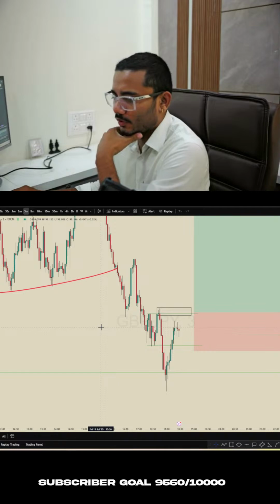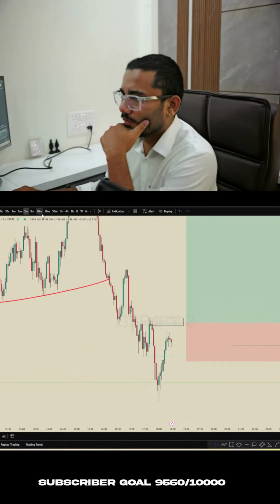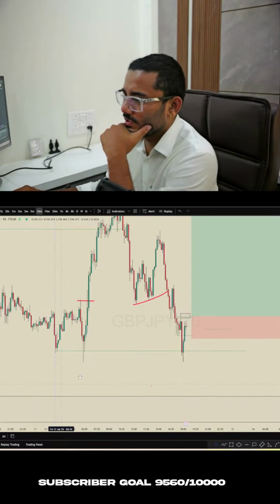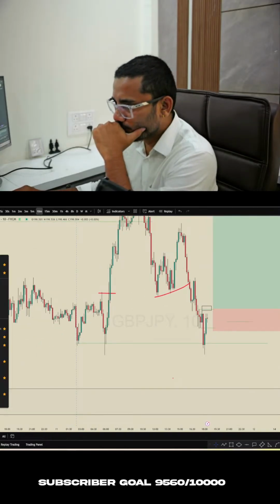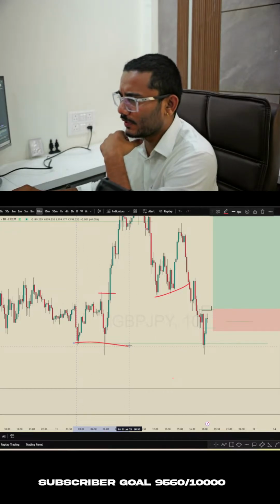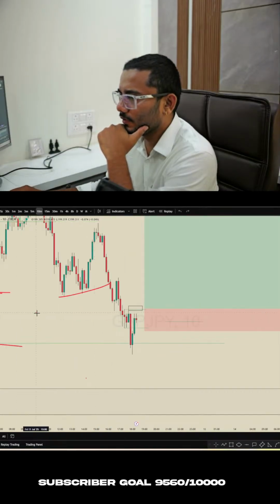Look for inducement on the higher time frame. Just like on GJ, if price sweeps this liquidity and breaks the structure to the upside, then you can look for a 5 minute trade to the upside.